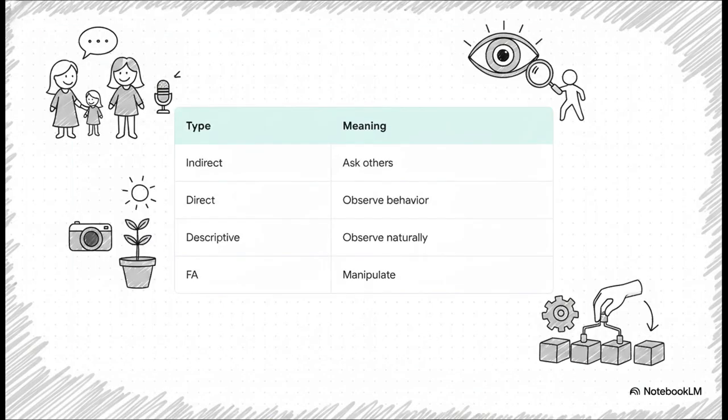Okay, so how does this fit into our overall strategy? Think of this as your ultimate assessment cheat sheet. Notice the vital differences here. Indirect assessment, that means you're just asking others, like doing a parent interview, but you are not actually watching the behavior yourself. Direct assessment, on the other hand, means you are observing the behavior with your very own eyes. Now within that, descriptive is observing it naturally without changing a single thing, whereas a functional analysis, or FA, means you are actively manipulating the environment. You've got to keep these distinct categories locked in your mind.